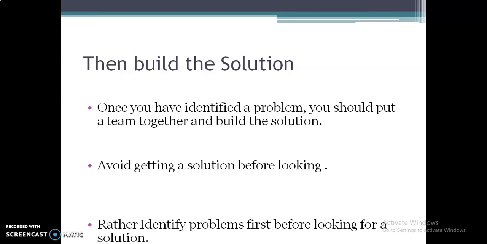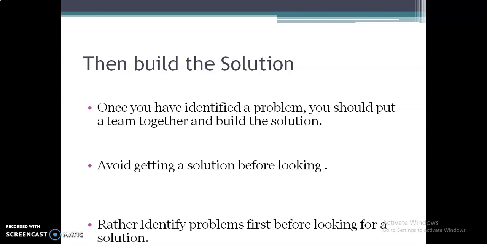So the next thing after you find the problem is to build the solution. The solution is what you sell. The problem is what you've identified. The solution is what you sell. So the first step is finding a solution. Once you identify the problem, you should put a team together and build that solution.